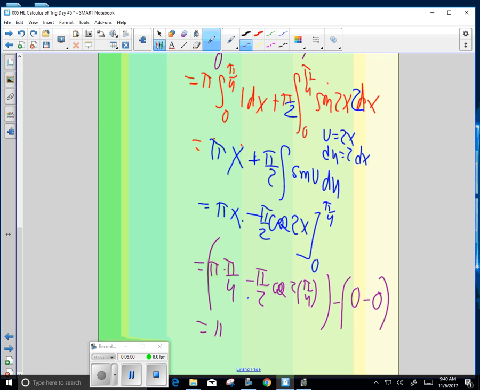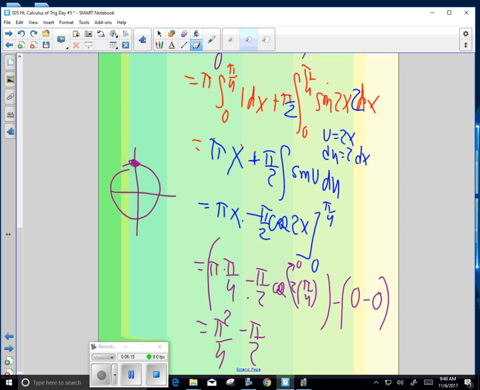So this is going to be pi squared over 4 minus pi over 2. What's the cosine of pi over 2? What's the cosine of pi over 2? Ah, I love it. So it's just going to be pi squared over 4. Is that what they had in the back?